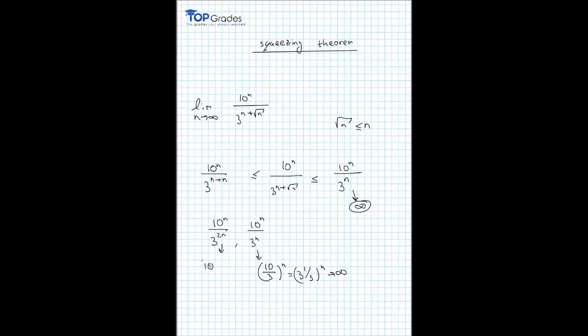I can write it in this way. It's like 3 to the power of 2n, which is 10 divided by 9 to the power of n. Fortunately, luckily, this also reaches infinity. So I chose correct sequences to use the squeezing theorem, and the limit here is also infinity.